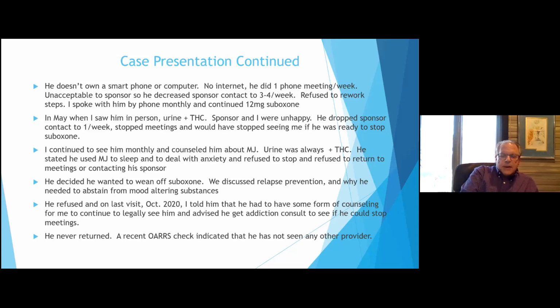Eventually, after about 3 months or so, he decided he was going to wean off Suboxone, and I discussed relapse prevention with him, which I automatically do with all patients who want to wean, and why I felt he needed to abstain from mood-altering substances. He refused to consider any of that.